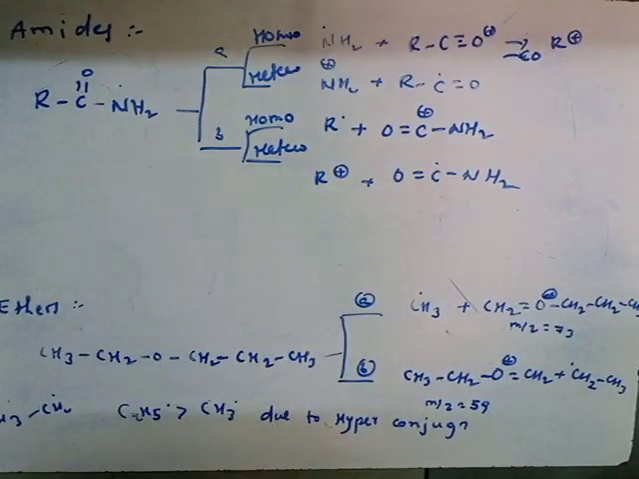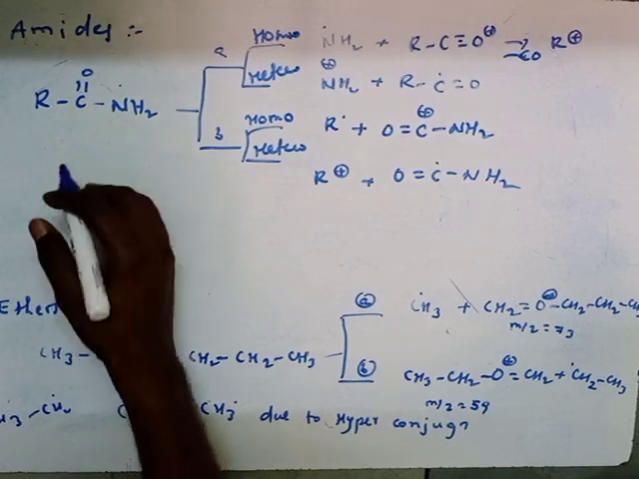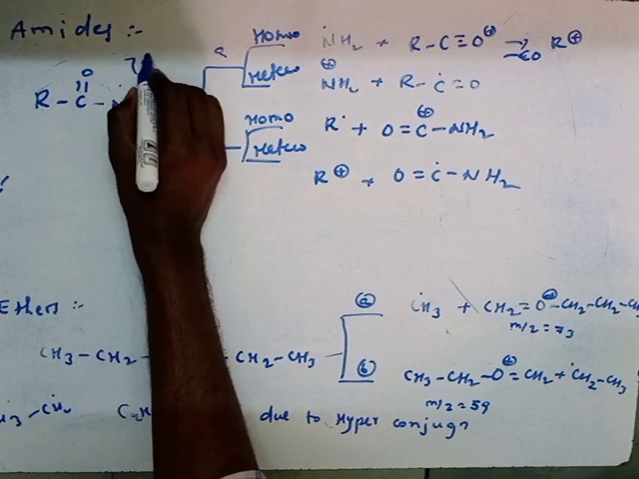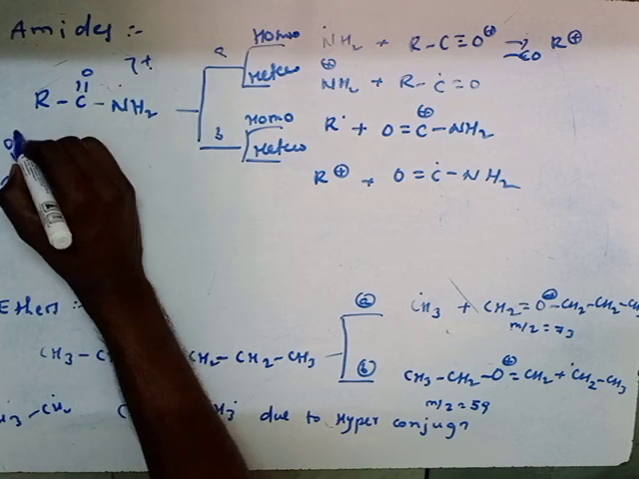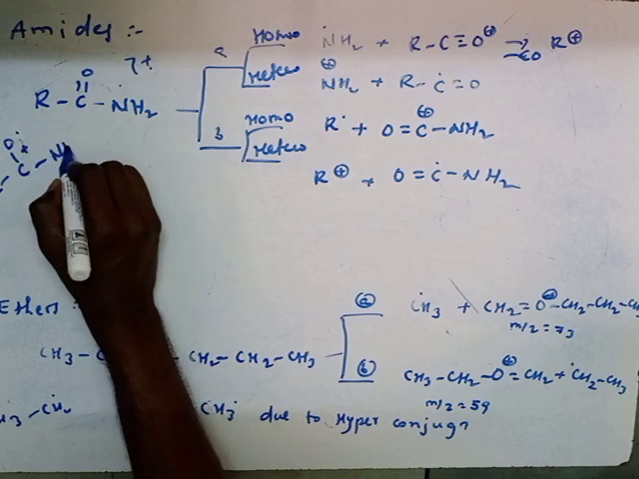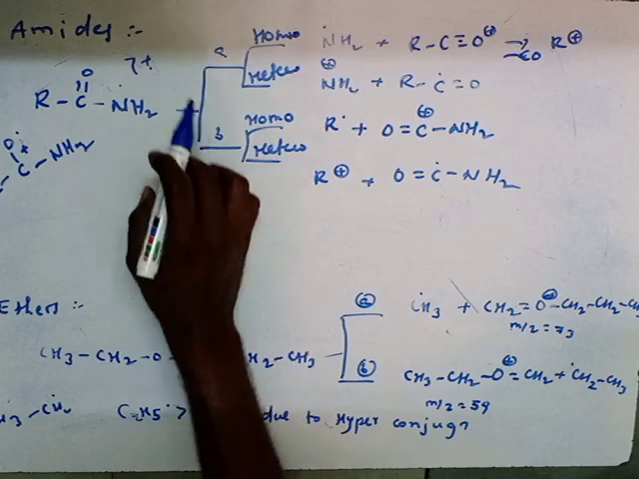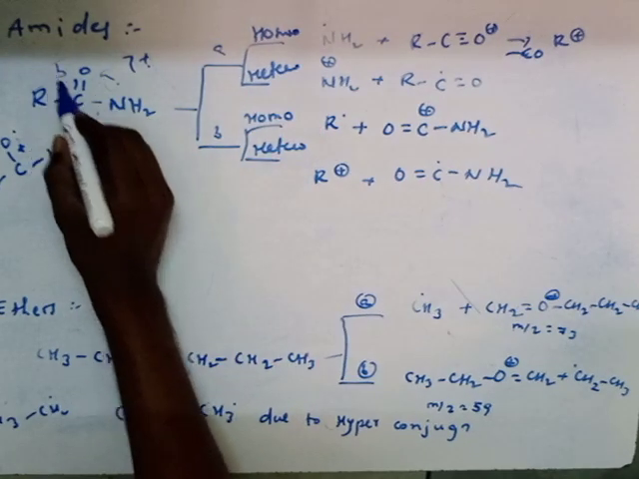Similarly, amides are also the same. Like aldehydes, ketones, esters, in a similar way, amides also will be the same. This is the molecular ion. The molecular ion will be written like this. Here also both types of cleavages take place. This is A-type cleavage. Here is B-type cleavage.